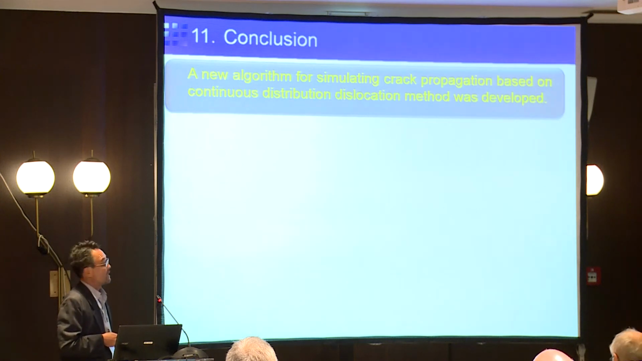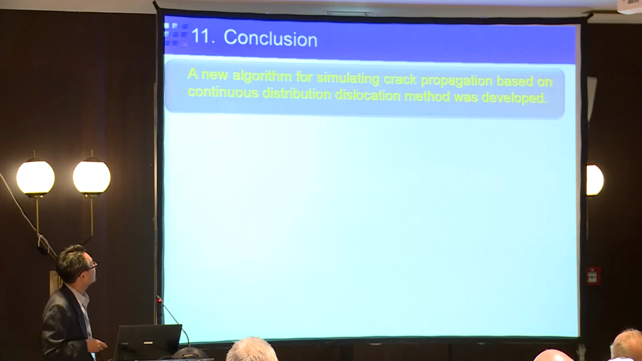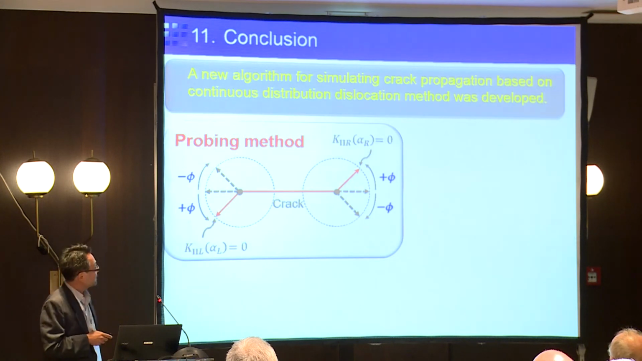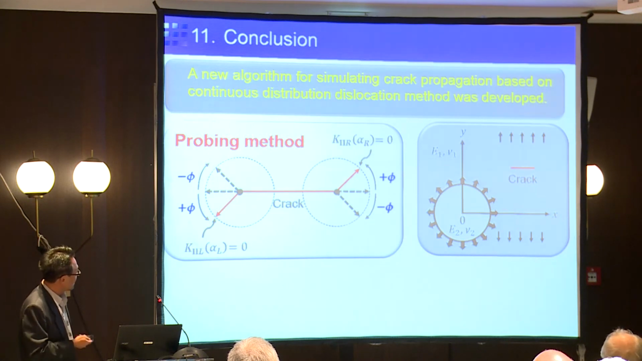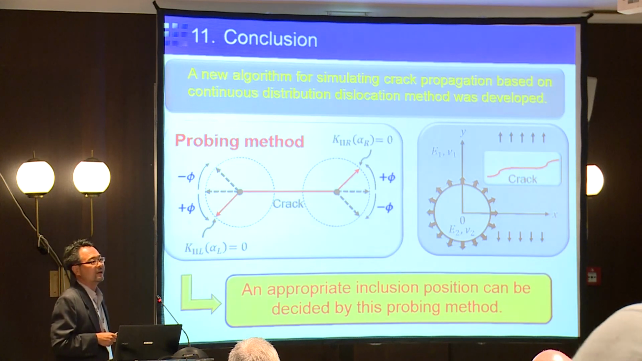This is the conclusion. A new algorithm for simulating crack propagation based on the continuous distribution dislocation method was developed. In this study, we proposed the probing method, which automatically simulates the problem. And we treated this kind of problem through those results. So the appropriate inclusion position can be decided by this probing method. This is very useful for deciding where we put the precipitated inclusion, that is, which position is the best when we repair damaged components.